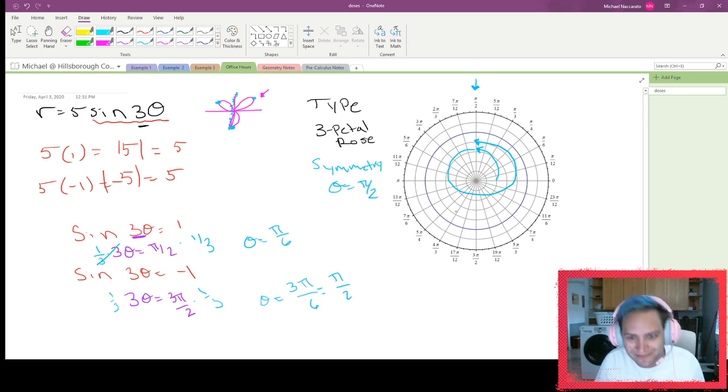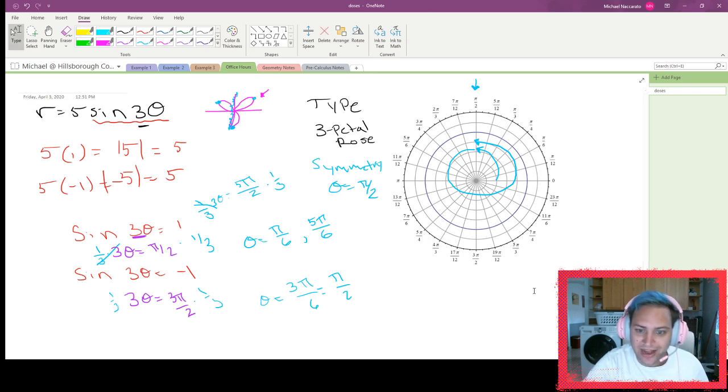9 pi over 2, 11 pi over 2. And you just keep adding a pi to it every time. So I know that I could also get the solution at 3 theta equals 5 pi over 2. Again, multiply both sides by 1/3. Cancel. Over here, cancel. So I also know that theta is going to give us a maximum positive 5r value at 5 pi over 6.